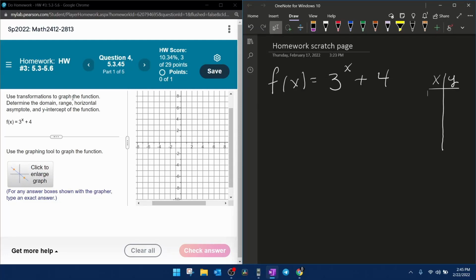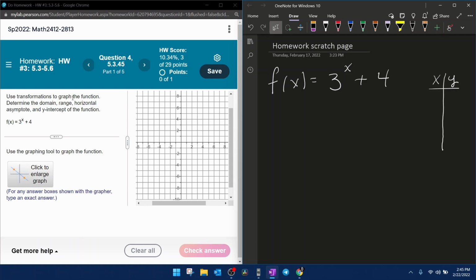Right, here we go. Question number 4 from our Precalculus homework number 3 in MyLab Math. They want us to use transformations to graph the function. Then they want us to determine the domain, the range, the horizontal asymptote, and the y-intercept.